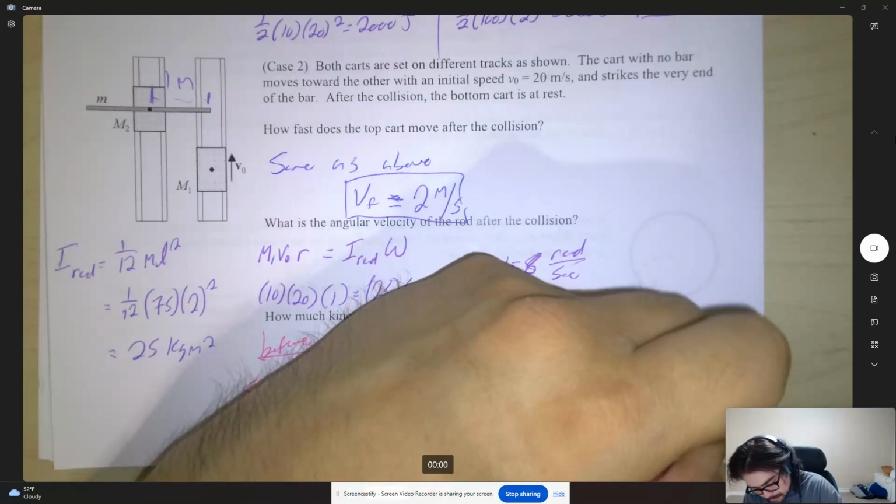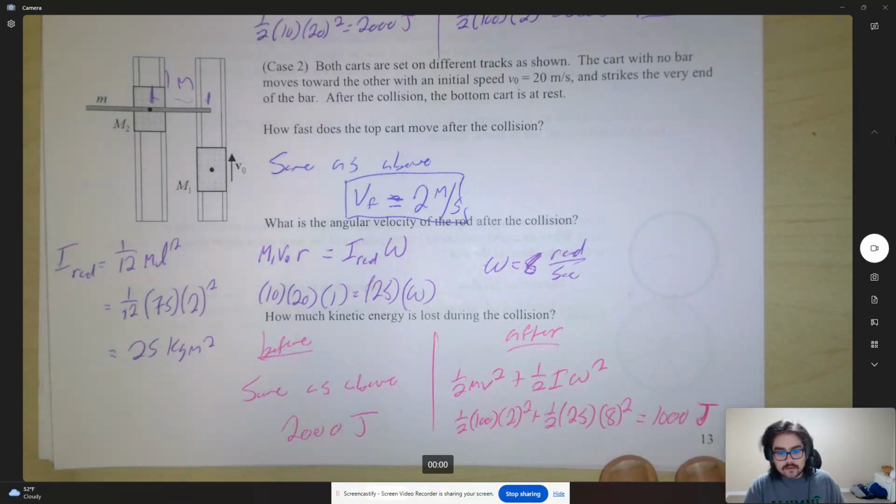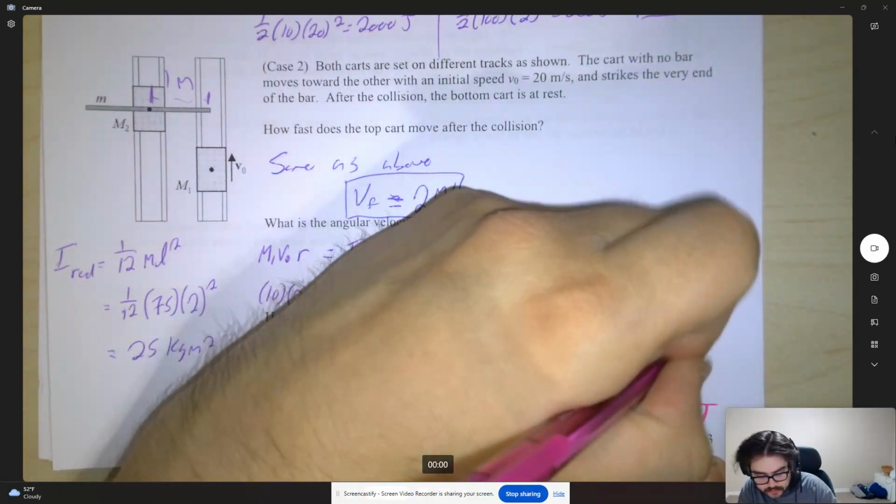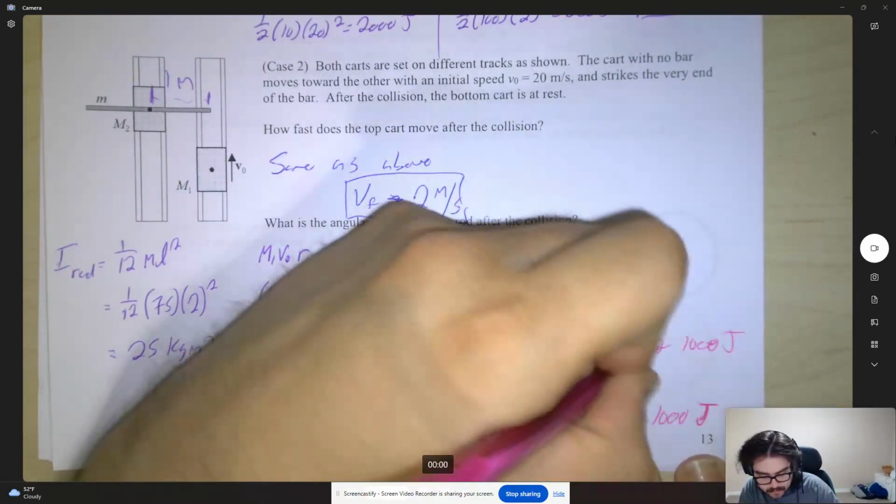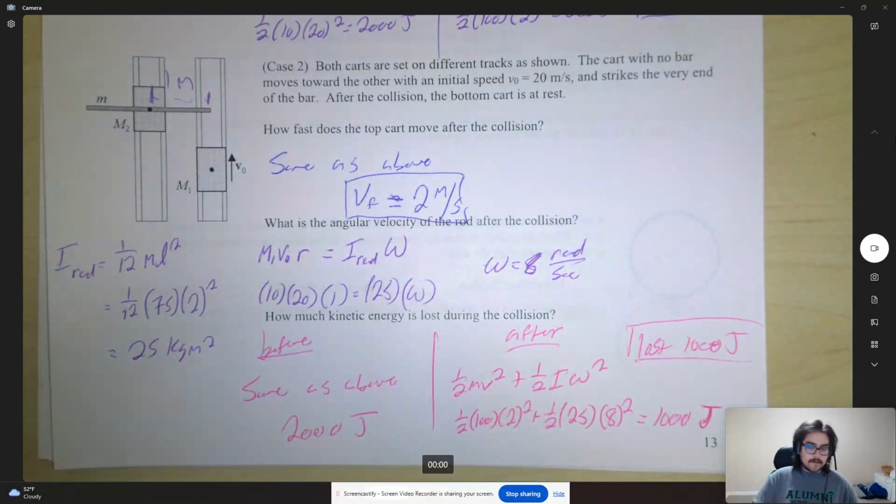So in this case we ended up losing only 1,000 joules this time. All right, that's angular momentum.